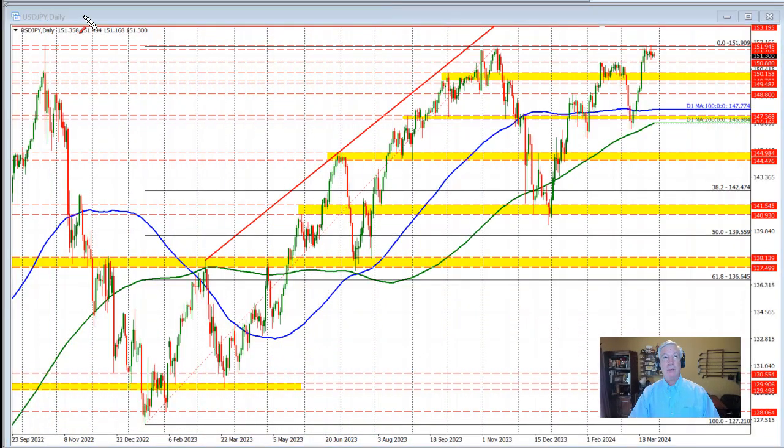The next currency pair I'm going to take a look at is the dollar versus yen as we start the new trading week starting April 1st. So let's get started. I'm starting on the daily chart for this currency pair.